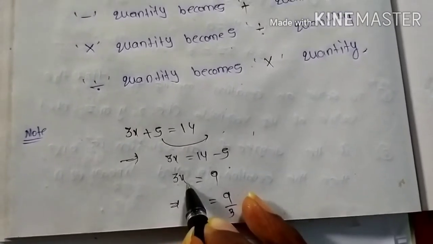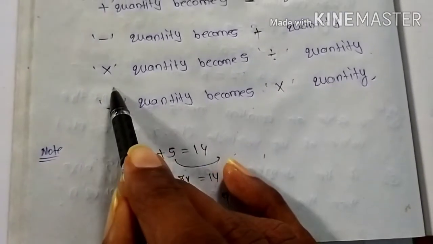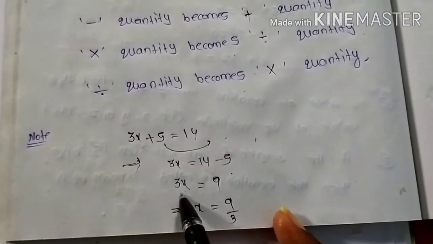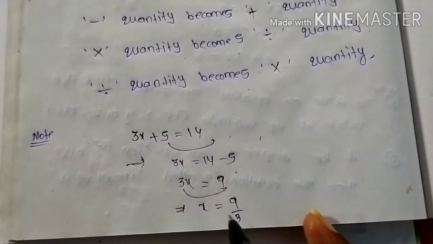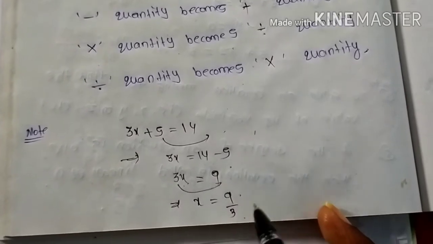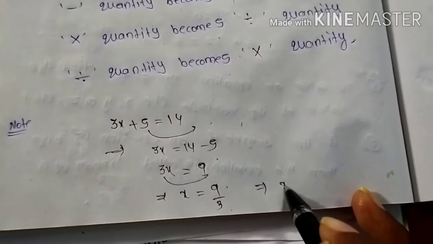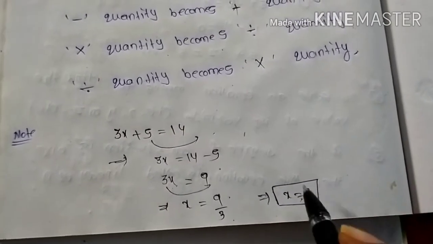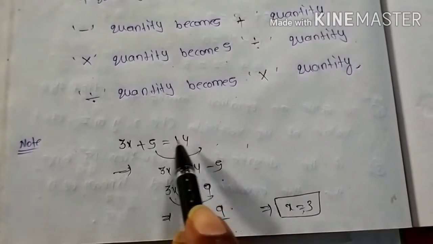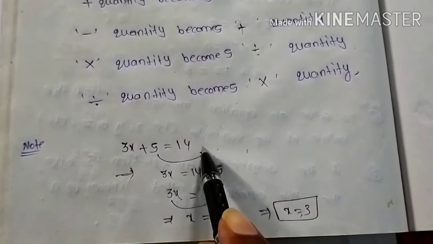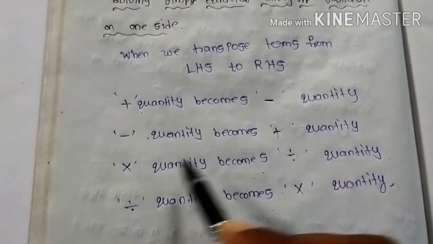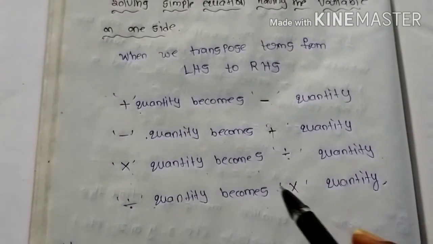See, 3 into x means it is doing multiplication or not? Multiplication quantity becomes division or not? So if I am transposing 3 to RHS, it will be written as 9 by 3. That means x is equal to 3. X is equal to 3 is the solution of the given equation 3x plus 5 is equal to 14. I hope you understood this one. Everyone should remember, while transposing, plus will become minus, minus will become plus, multiplication will become division, division will become multiplication.